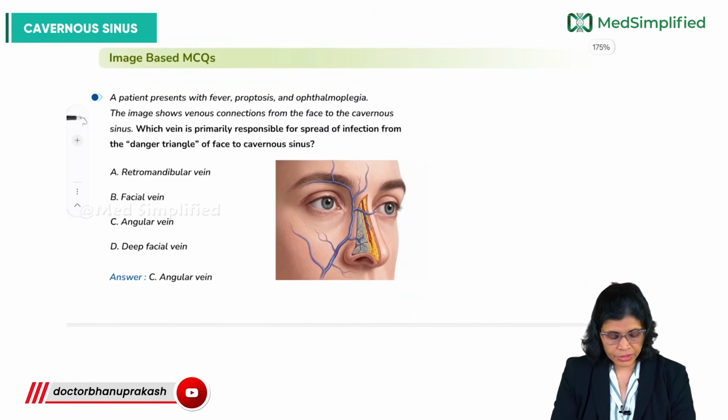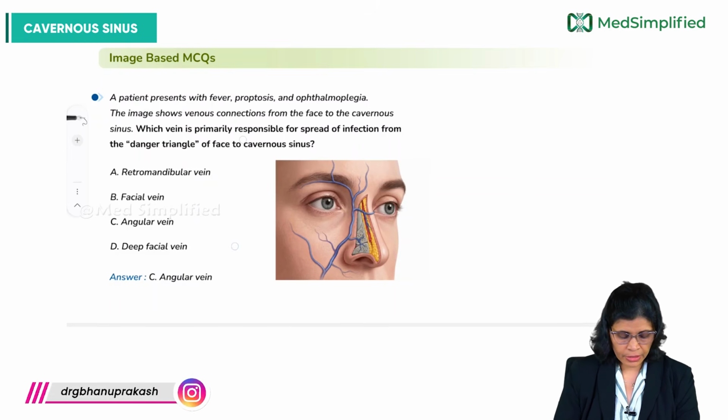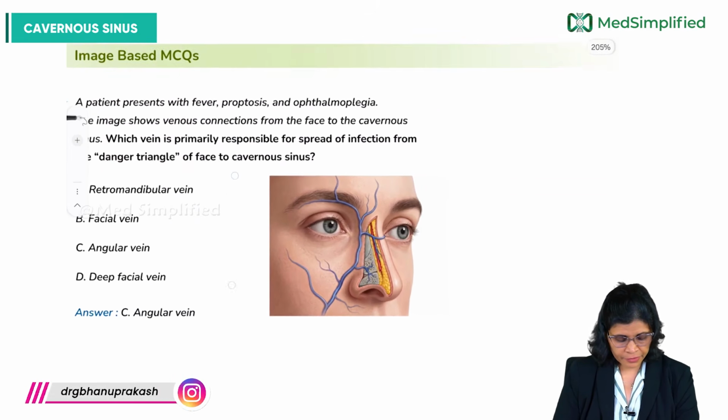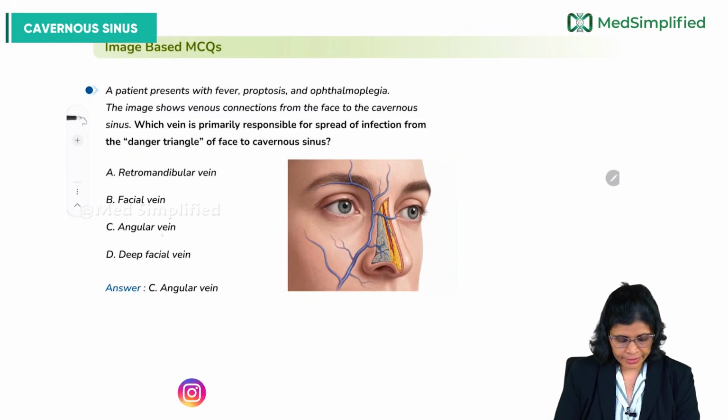Next question, a patient presents with fever, proptosis and ophthalmoplegia. The image shows venous connection from the face to the cavernous sinus. Which vein is primarily responsible for spread of infection from the danger triangle of face to cavernous sinus? Okay, so retromandibular, facial, angular vein, deep facial vein. So here the face here basically will be the angular vein. So that is the right choice.